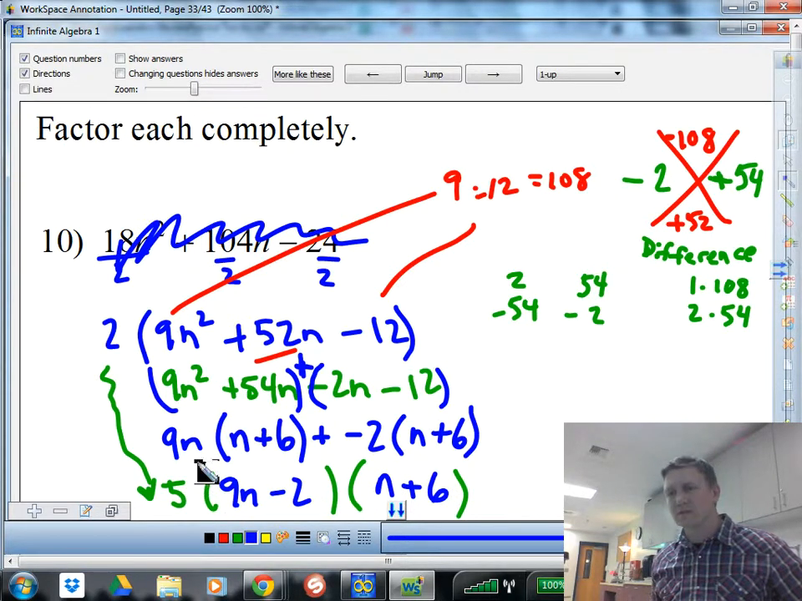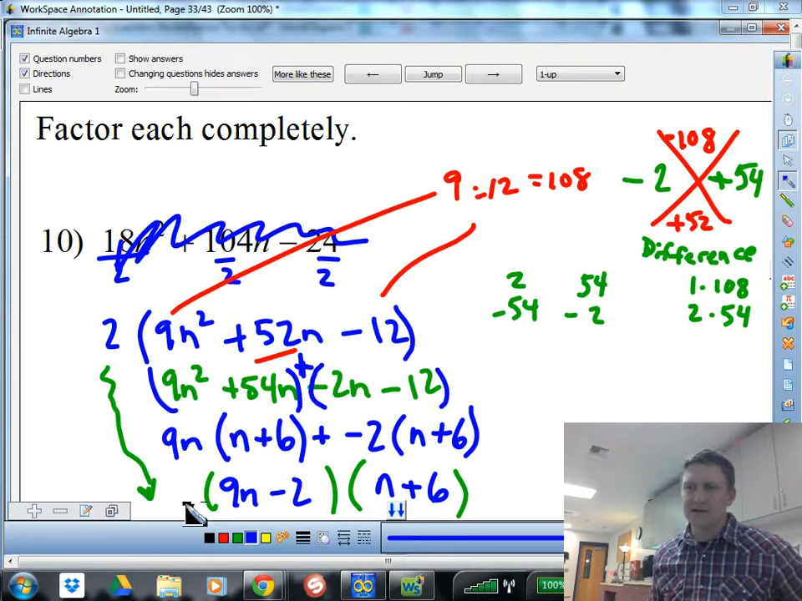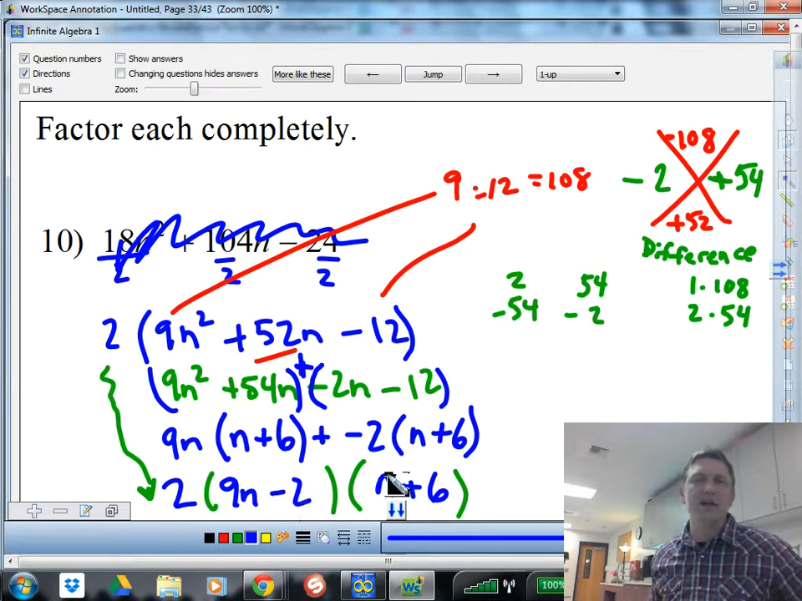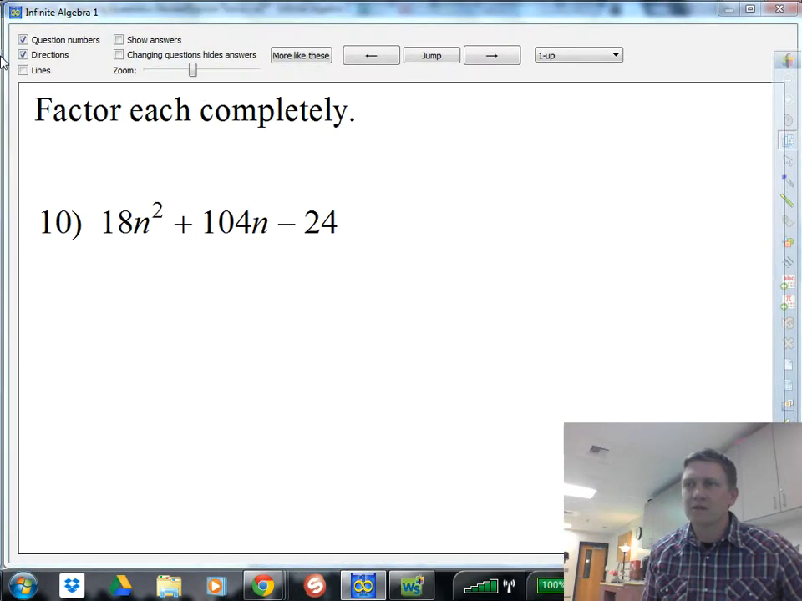Remember that, hold up. Why'd I put a 5 right there? Shouldn't have done that. Put a 2 right there. See, that 2 came from right up here. So it should be 2 multiplied by the quantity of 9n minus 2 and n plus 6. Yay. A little bit of work on those, but once you get the hang of it, it's not too bad.